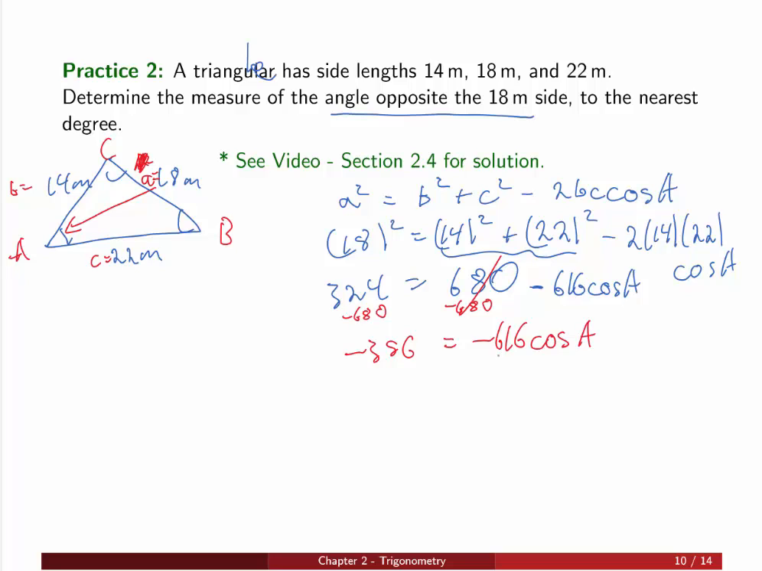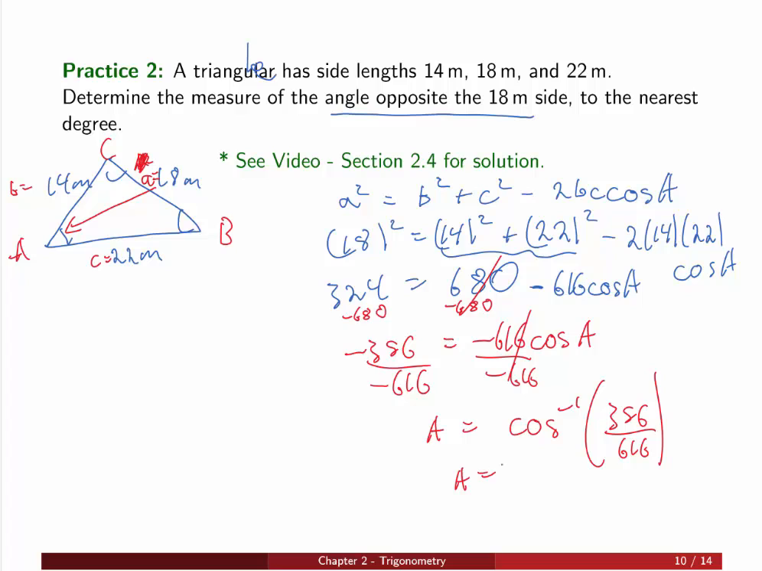And here we are. We're going to divide both sides by the constant value in front of cos A, and that will give us cos of A is equal to an ugly number. So I'm going to actually take the inverse of this fraction. The negatives cancel, and so I should be able to do this. And I get an answer of 55 degrees. Hopefully you get the same. And hopefully I didn't make a mistake in my computations here.